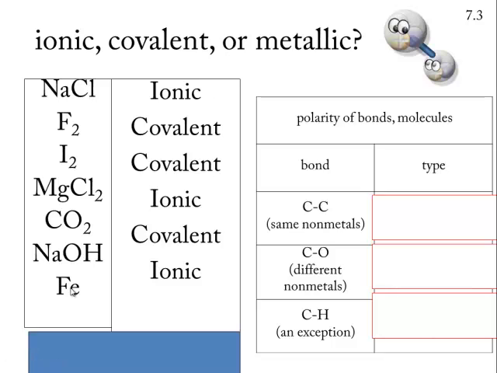Iron, just plain old iron. It must be a whole lattice of iron to iron to iron to iron. Therefore, nothing but metals. It's a metallic bond.